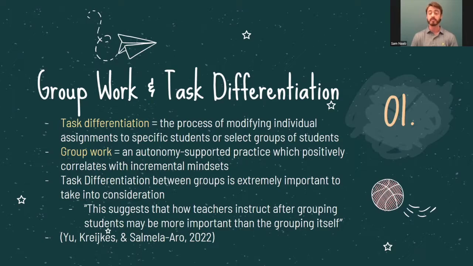However, when tasks are differentiated between the groups, so higher achieving students receive more academically rigorous problems, whereas lower achieving students receive easier problems, that's when correlations, especially with the lower achieving student group, are associated more with an entity theory of intelligence. So this suggests that how teachers instruct the groups of students may be more important than the grouping of students themselves.